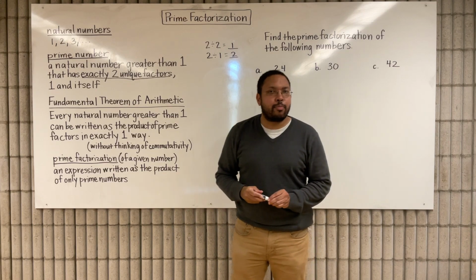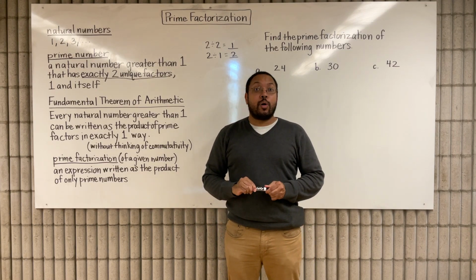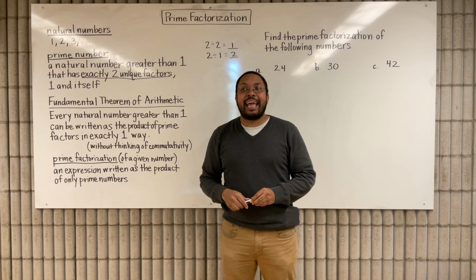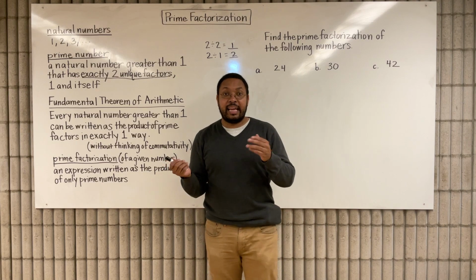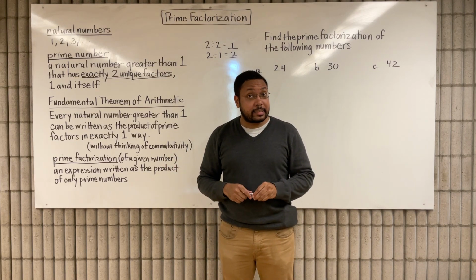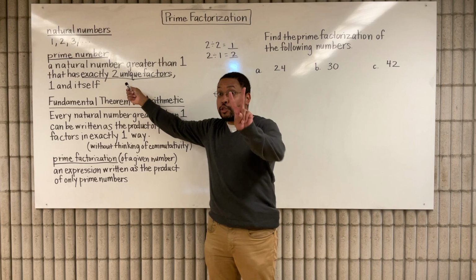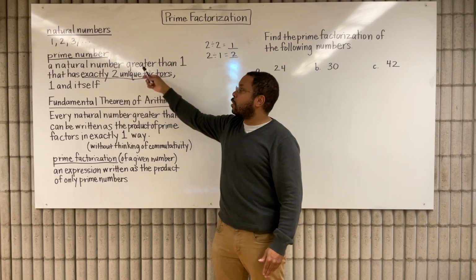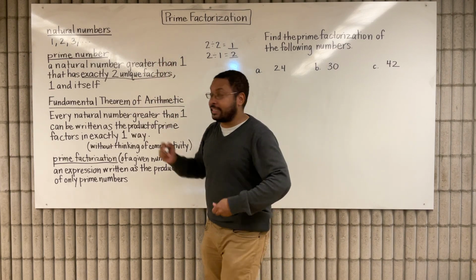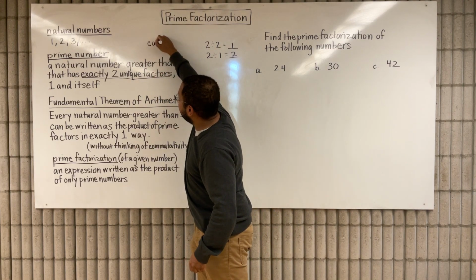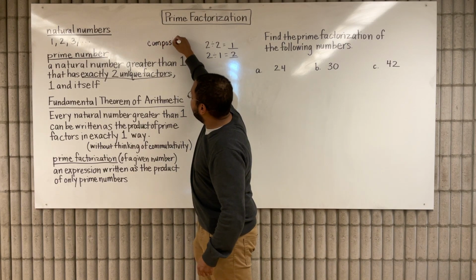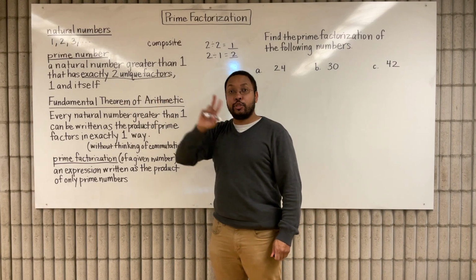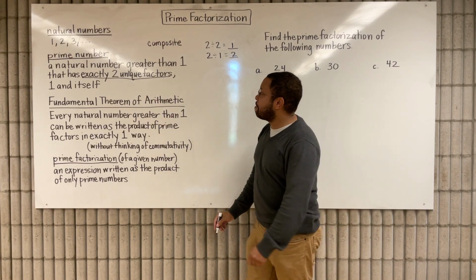Let's think of a number that's not a prime number. 4. We know 4 can be divided by 1 and itself, which is 4. But can it be divided by any other number? Can 2 divide that number? Yes. So it doesn't have exactly 2 unique factors. It has more than 2 unique factors. So we call those kinds of numbers composite. Composite numbers are natural numbers greater than 1 that have more than 2 unique factors, okay?